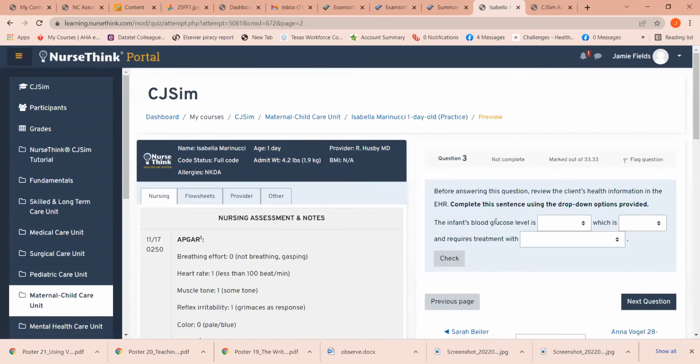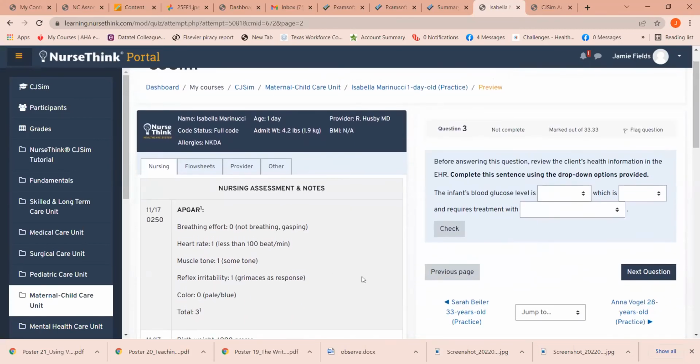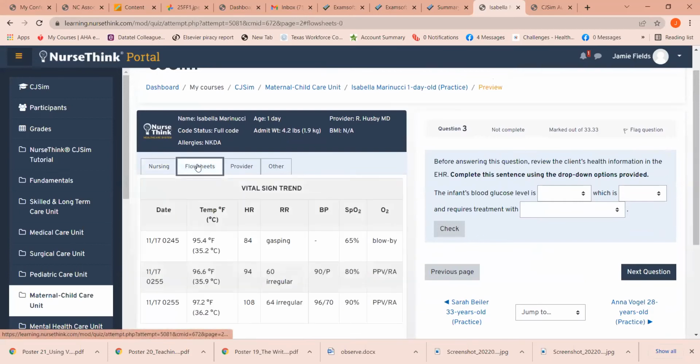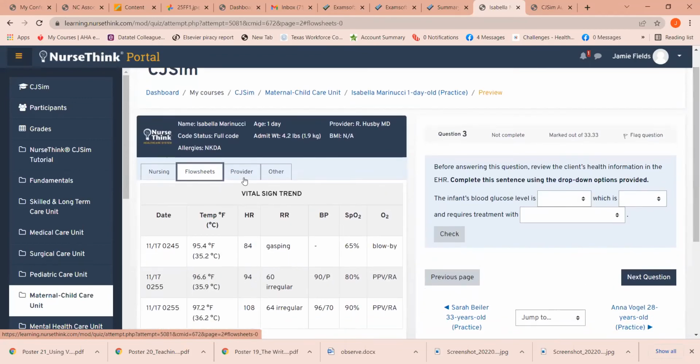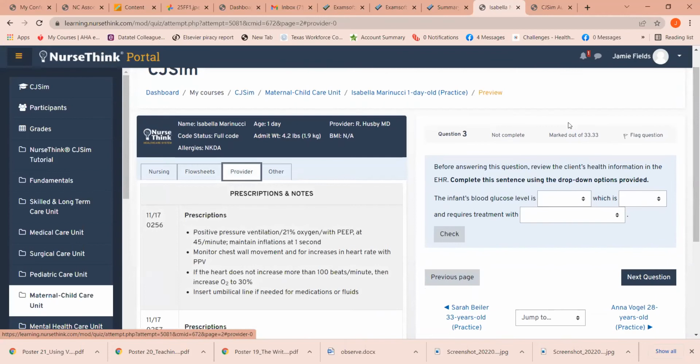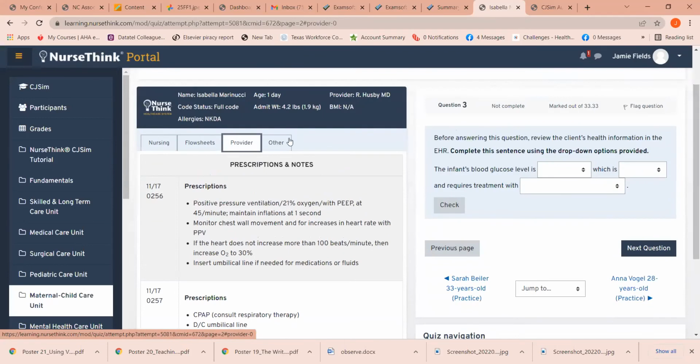Okay, complete this sentence using the drop-down options provided. The infant's blood glucose is what? Well, we got to find it first. Where's the blood glucose? It's not on that. That's vital signs. Other.